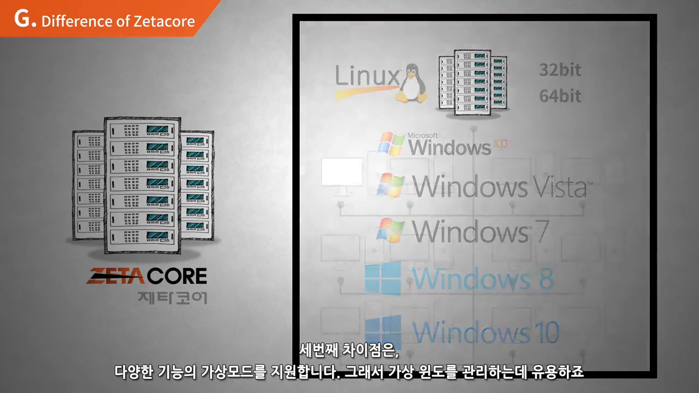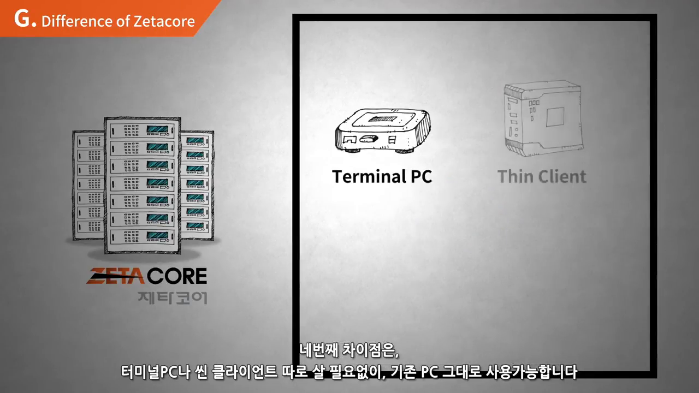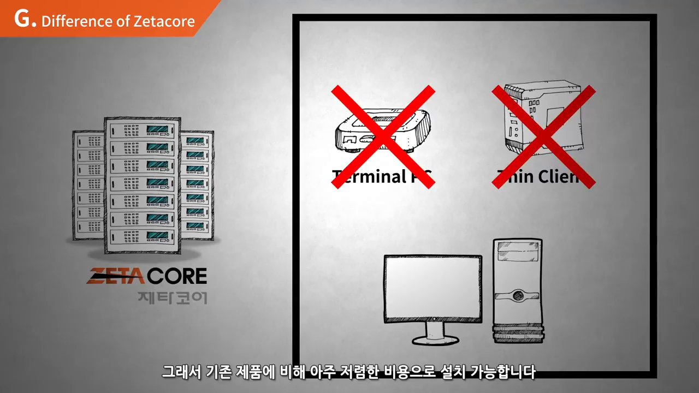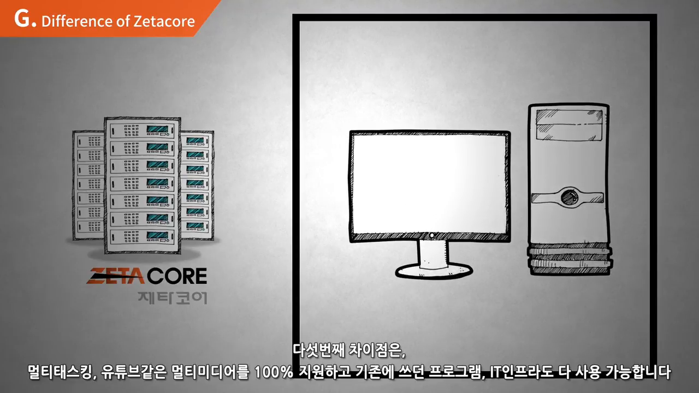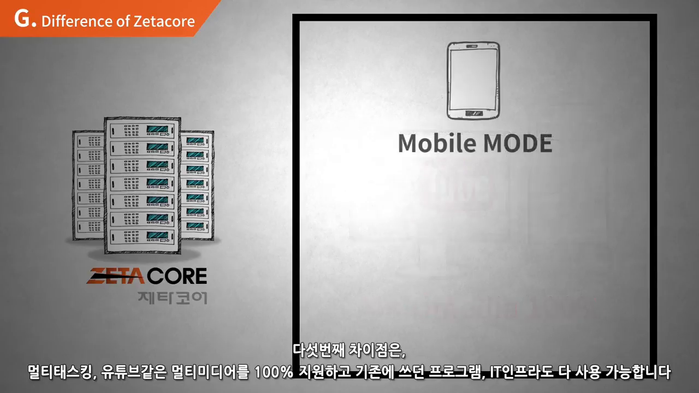The third difference is, our solution can support a virtual mode with a variety of functions. That means it's useful in managing virtual Windows. The fourth difference is, you can use your current PC as it is, without purchasing a terminal PC or a thin client. ZETACORE can be installed at a very reasonable price in comparison with other existing solutions. The fifth difference is, it supports multimedia such as YouTube and multitasking 100%. Also, you can easily make full use of your current programs and IT infrastructure.